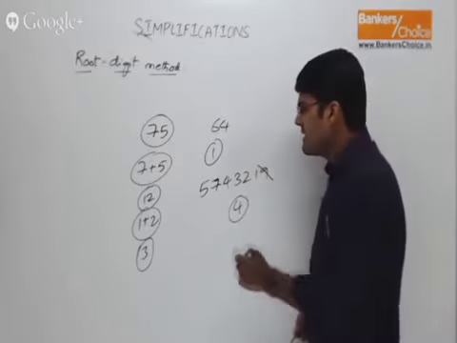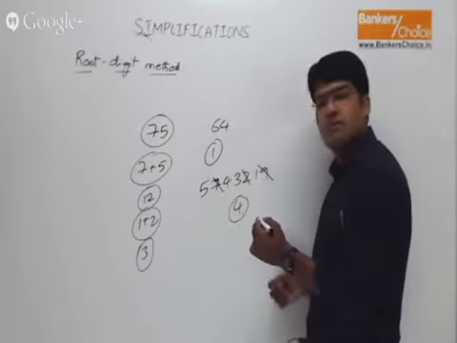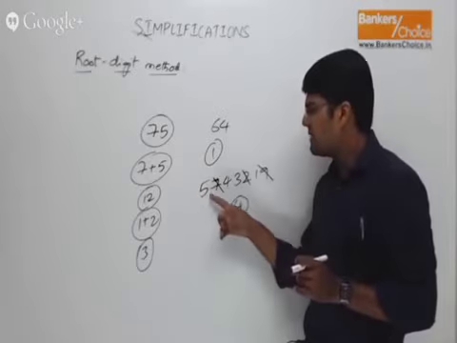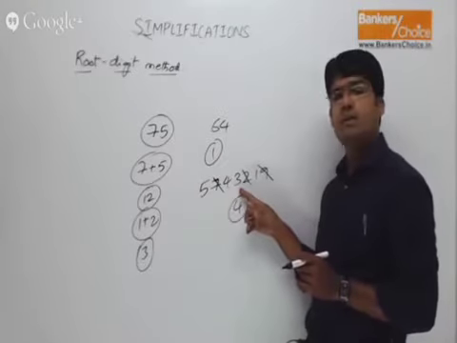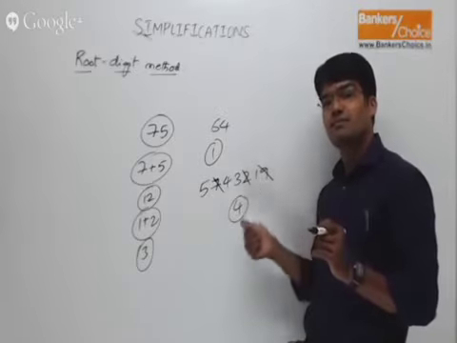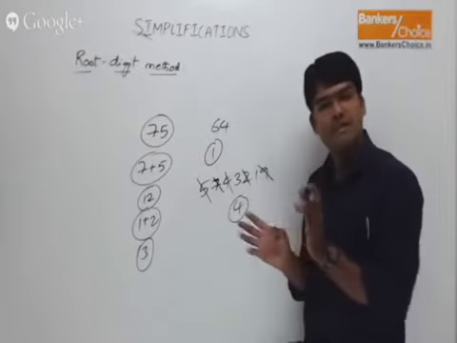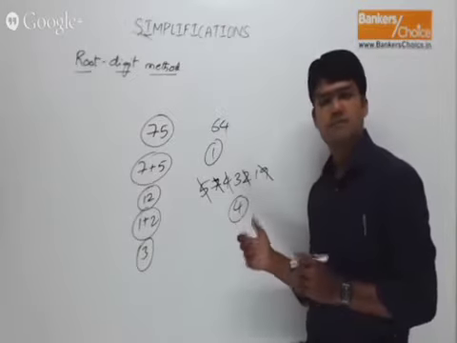For example, in this case, 7 and 2 is 9. 7 plus 2 is 9. Forget them. Forget about them. Take the remaining ones. 5 plus 4, 9. 9 plus 3, 12. 12 plus 1, 13. 1 plus 3, 4. It's going to be the same. Or 5 and 4 also make up 9. Leave them. 3 plus 1, 4. That's the root digit. Right?